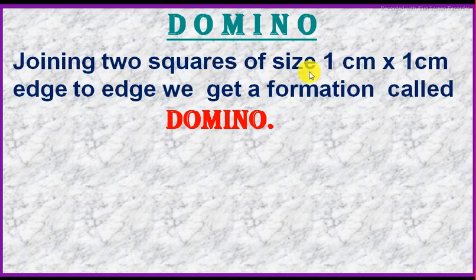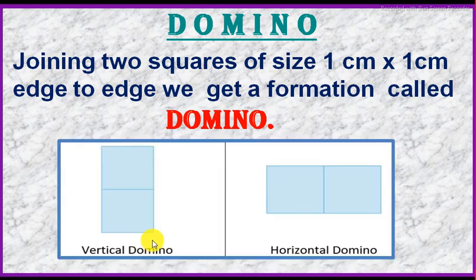Okay, to begin with, let's learn what a domino is. Joining two squares of size 1 centimeter by 1 centimeter edge to edge, we get a formation called a domino. So here is an example of a vertical domino and a horizontal domino. Two squares are attached edge to edge.